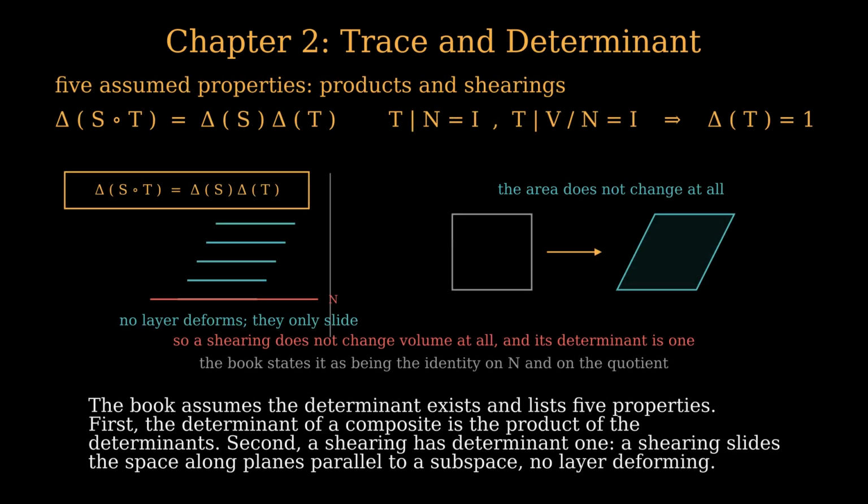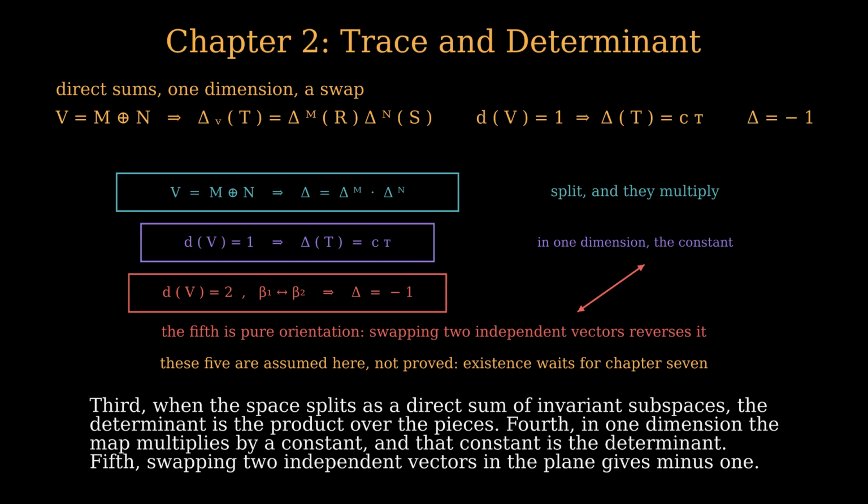The book assumes the determinant exists and lists 5 properties. First, the determinant of a composite is the product of the determinants. Second, a shearing has determinant 1. A shearing slides the space along planes parallel to a subspace, no layer deforming. Third, when the space splits as a direct sum of invariant subspaces, the determinant is the product over the pieces. Fourth, in one dimension the map multiplies by a constant, and that constant is the determinant. Fifth, swapping two independent vectors in the plane gives -1.